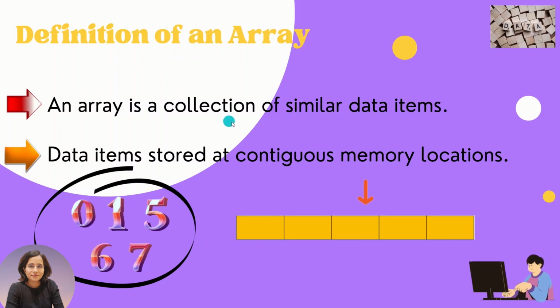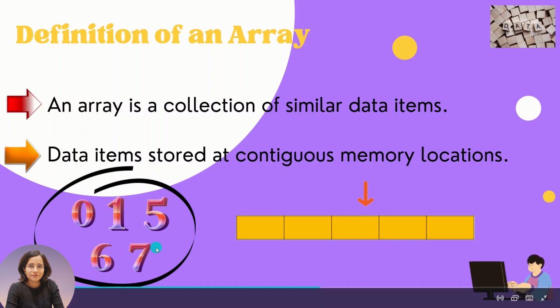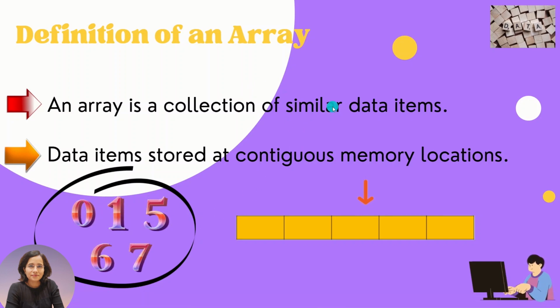An array is a collection of similar data items. You can take an example. Here I have stored the similar kind of data, that is of integer data type. If we are creating an array, the data should be of similar data type. It can be either integer, float, character, or even double.